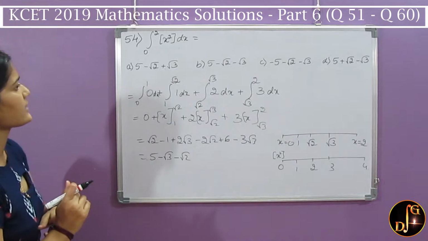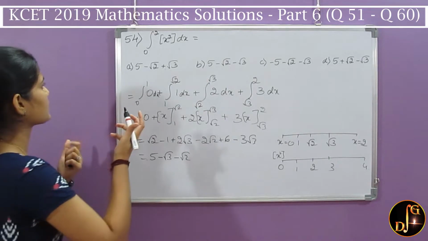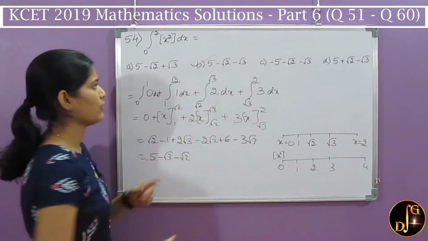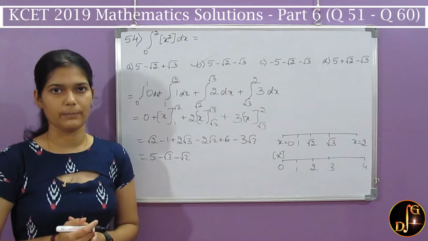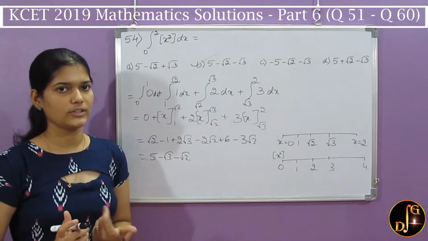So the correct answer is option B, right? 5 minus root 2 minus root 3. Now let's move on to the next problem.